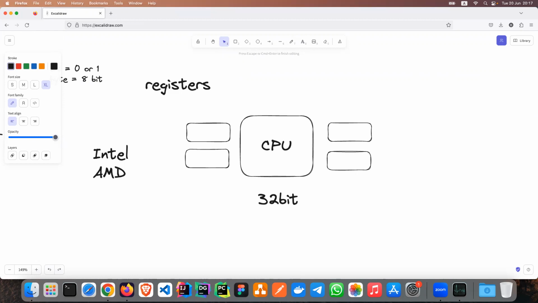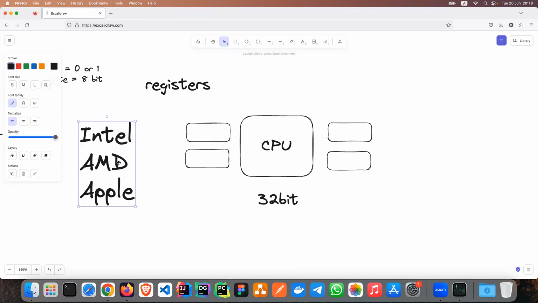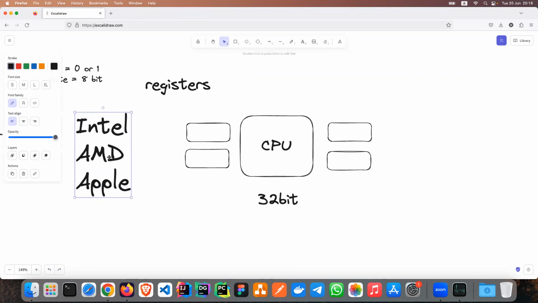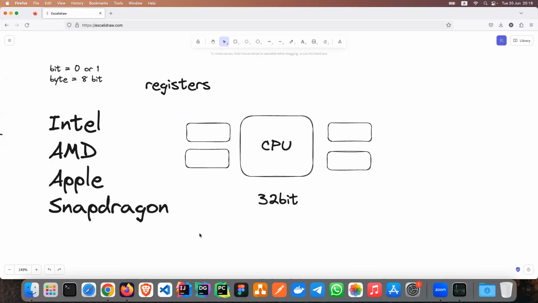We have M1, for Mac. Apple has its own CPU, called M1, M2, and so on. For mobile devices, we have Snapdragon. We can have different CPU vendors, and to give them commands, each of them has different instructions. You can't give the same instructions to each of them. All of them speak different languages, you can say.